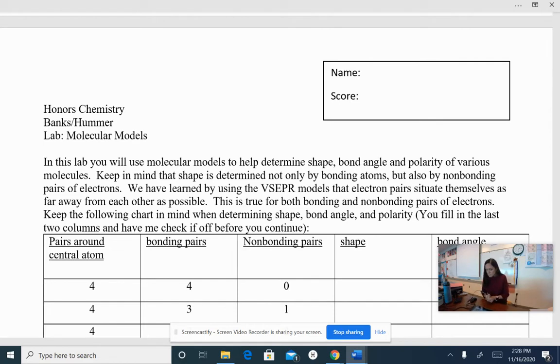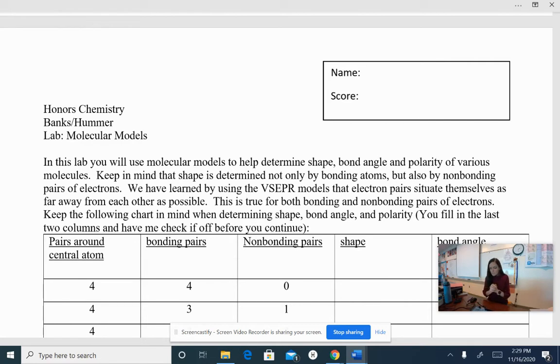Now, normally in a non-COVID year, we would build these models using what we call Molymod sets, which I like to call chemistry Legos. They're basically different chemistry balls and sticks that we will put together to build molecules so that we can see the three-dimensional shapes and the bond angles and how things work. This time around, we are not going to use Molymod because COVID, and a lot of you guys are home, and I don't want you guys touching things and handing them off to each other.